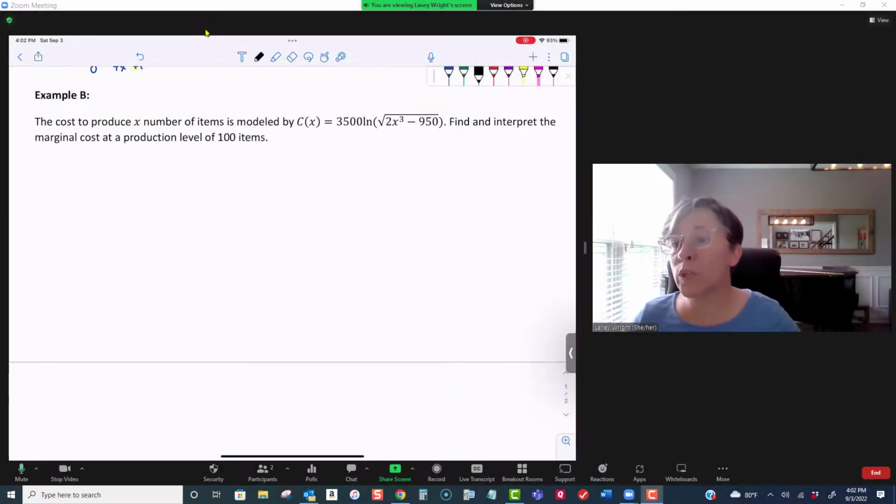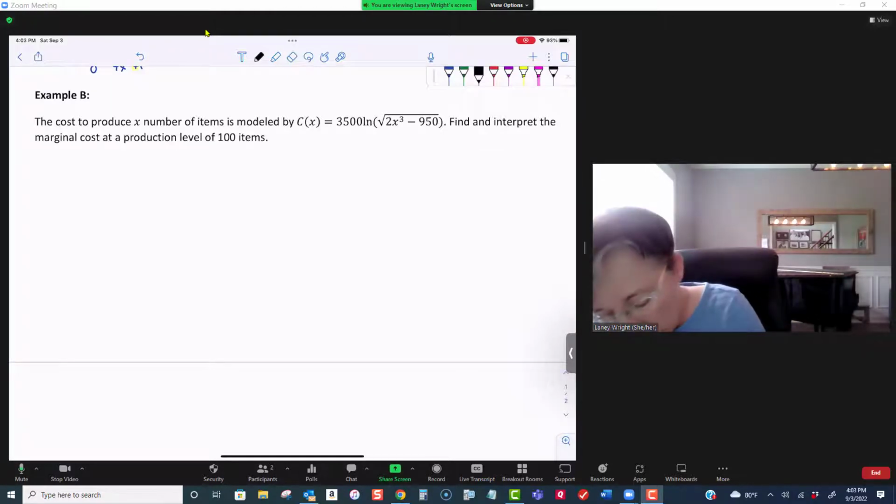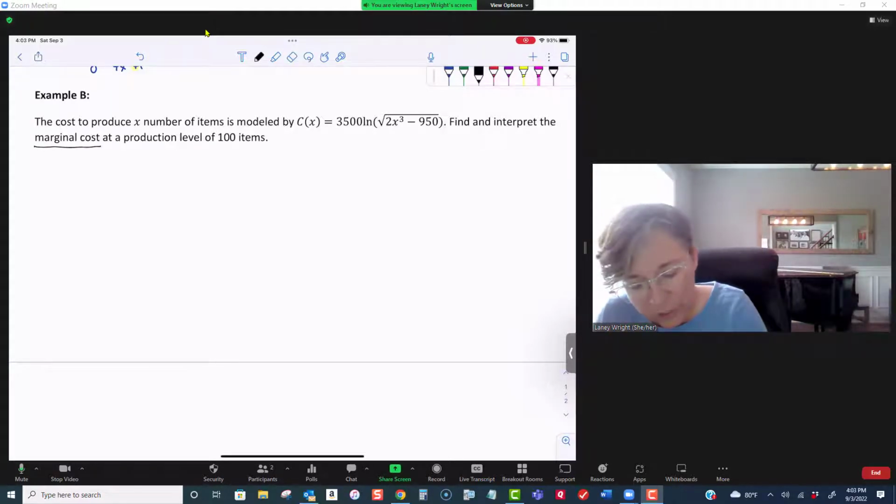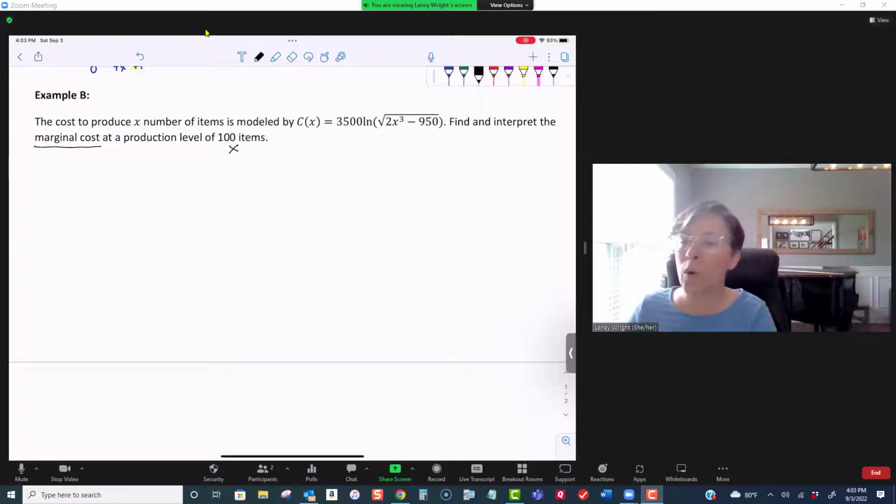So now let's work on example B. It says the cost to produce x number of items is given by C of x equals 3,500 times the natural log of the square root of 2x cubed minus 950. We want to find and interpret the marginal cost at a production level of 100. So let's find the formula first.